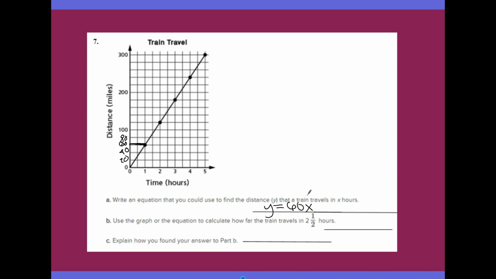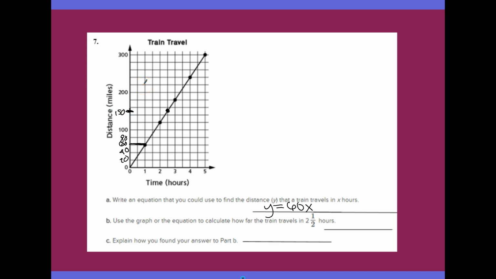So if I was to use my graph or the equation to calculate how far the train travels in 2.5 hours, I would go to 2.5, which is right between 2 and 3, go all the way up, and it looks like it crosses 2.5 right here. So that would be about 100 and this would be 120, 140, 160. So right in between that 140, 160 would be 150 miles.